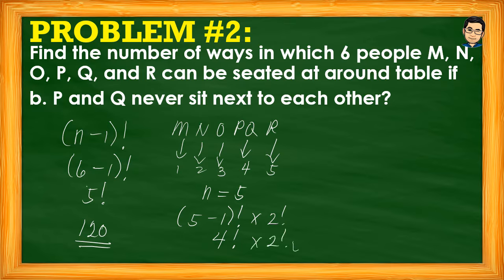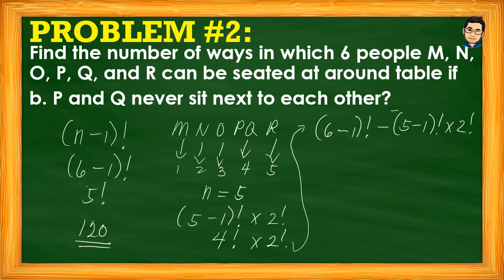So para mas maintindihan nyo, i-sum up natin. Magiging ganito siya: 6 minus 1 factorial minus 5 minus 1 factorial times 2 factorial. Lagyan natin ng bracket. Ayan. So ganyan ang kanyang solusyon. Yung una dito, yung kabuuan. And then, ito naman yung ways na kung saan magkatabi sila. Okay. So 6 minus 1 is 5 factorial minus, so 5 minus 1 is 4 factorial times 2 factorial.